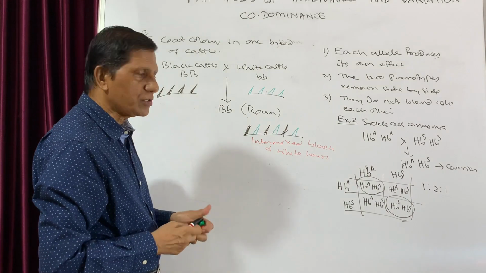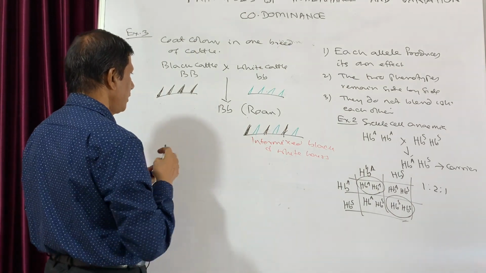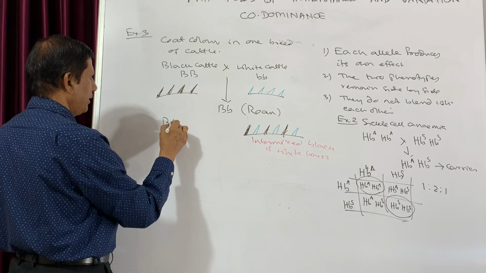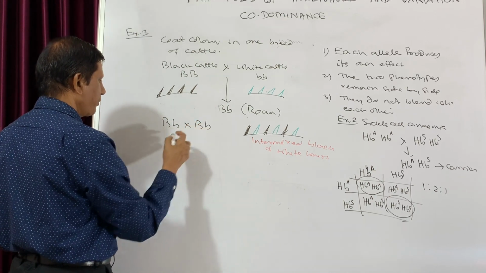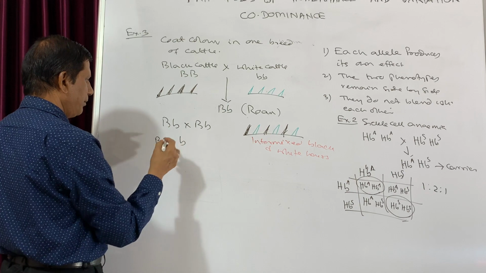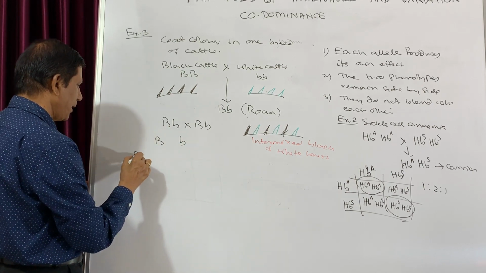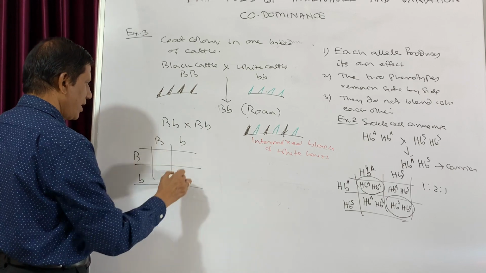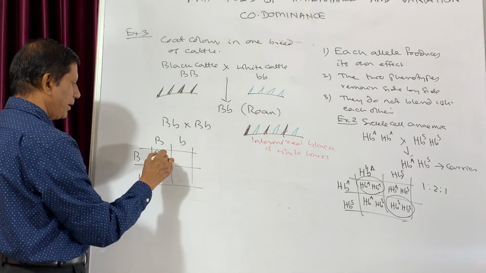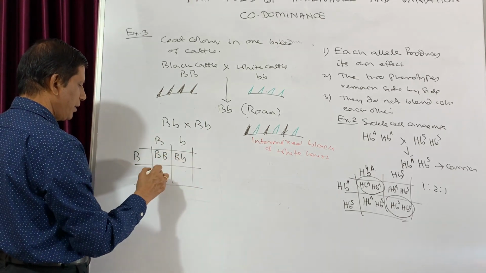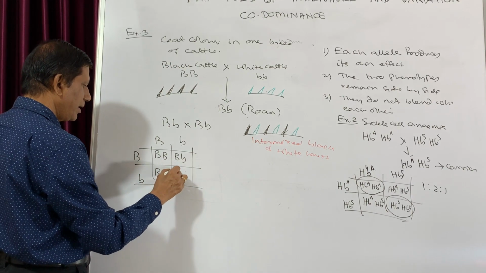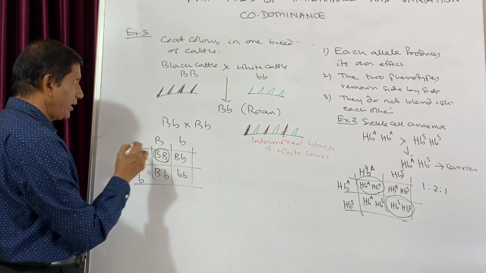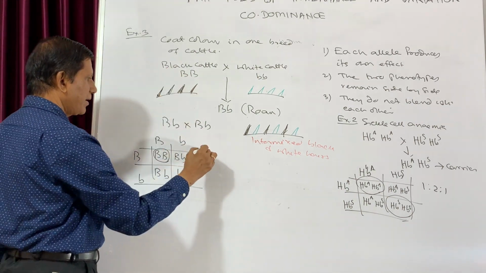Now, when two such are intercrossed in the F2 generation, what will happen? When these two are intercrossed, on the male side we will get capital B small b, and on the female side also capital B small b. Now this will be capital B capital B, this will be capital B small b, this will be capital B small b, this will be small b small b. So this one is black.